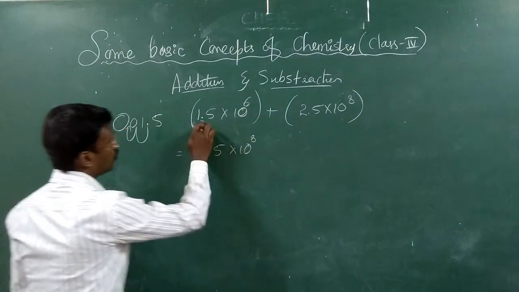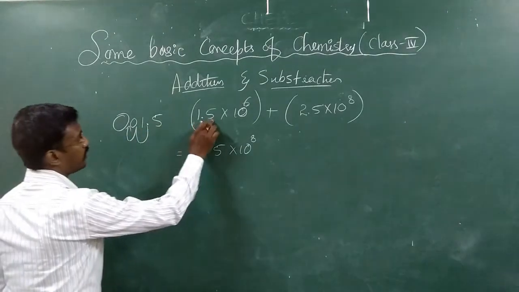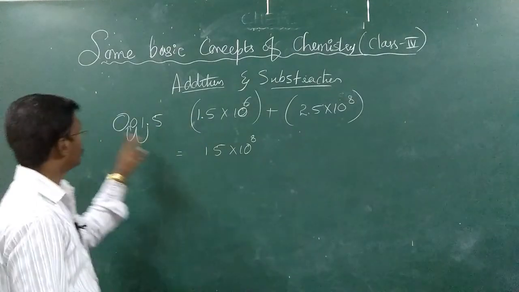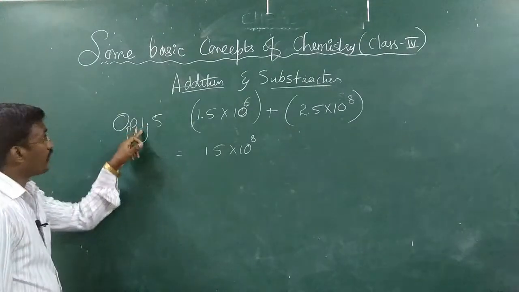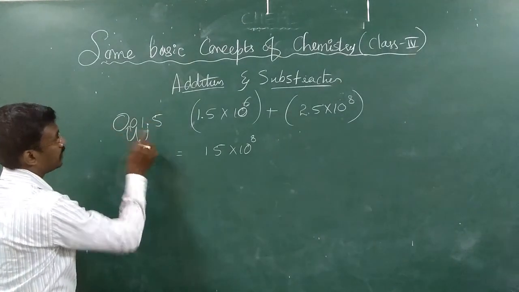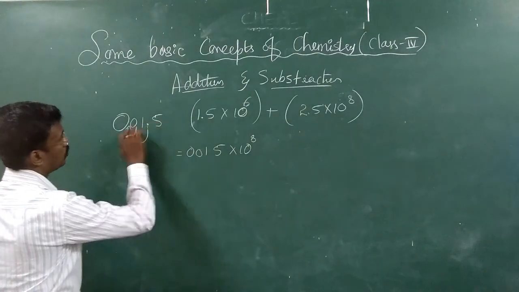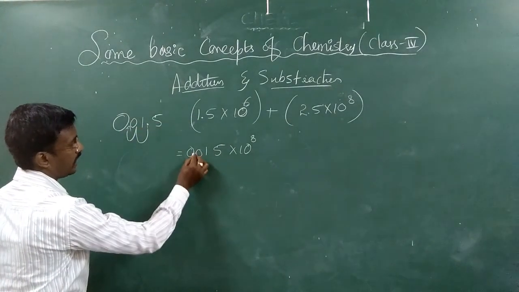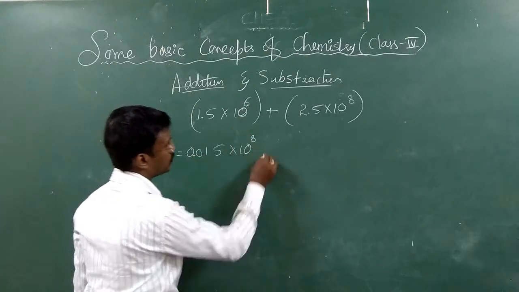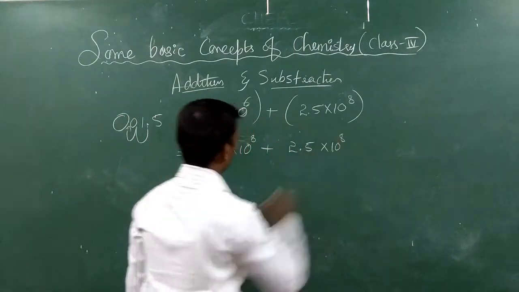It means that I have to shift the decimal to the left side. For 1.5, if nothing is behind the 1, there will be a 0, so it becomes 0.015. So by shifting this decimal to the left side by 2 digits, it becomes 0.015 into 10 raised to 8, plus this, which is as it is, 2.5 into 10 raised to 8.